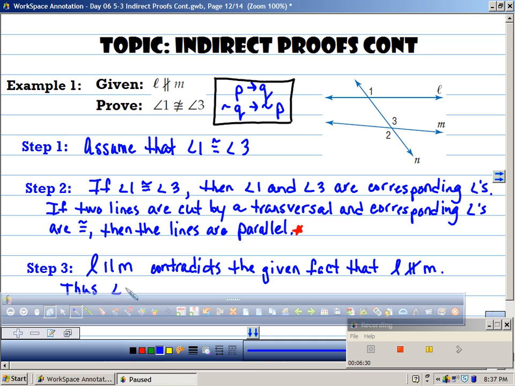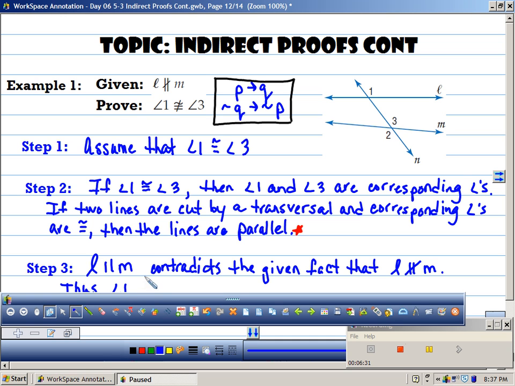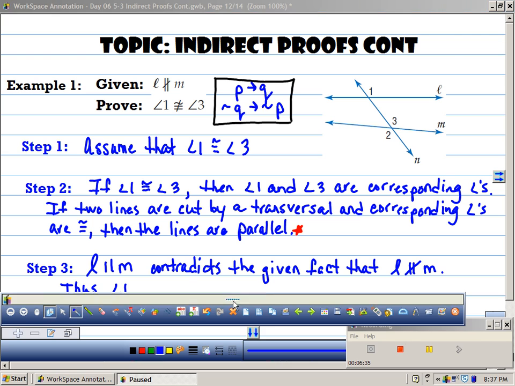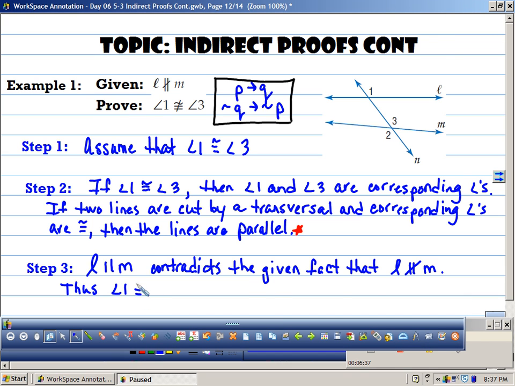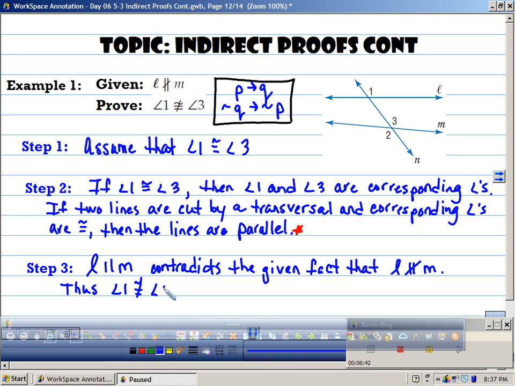Thus, angle 1 is not congruent to angle 3. So basically, we assume that this isn't true. We go through the steps that we normally would with our clues when we're given our given statement and going back from our clues. We're working backwards to do so. Let's try another one to see if it's a little bit easier.